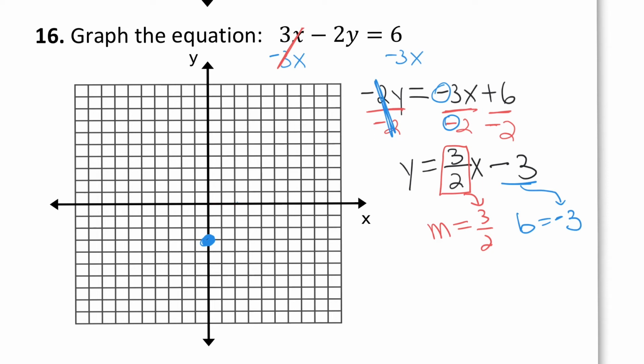And you guys make a second point. You guys can make more points. Like I said, guys, you use the slope again to find more points, but 2 is enough. I'm just going to connect the 2 points. Make sure you guys make your arrowheads, and you guys have the graph of the linear equation.